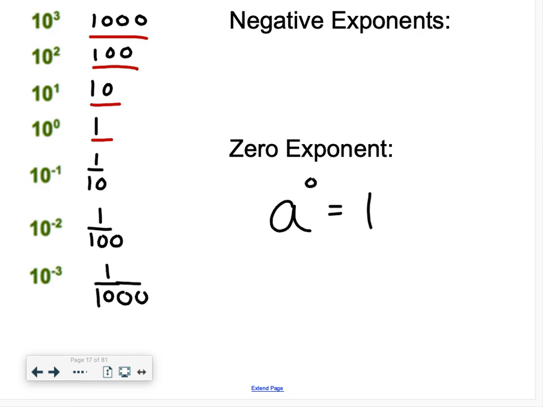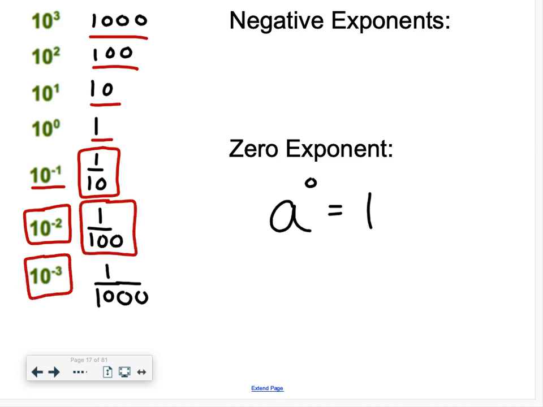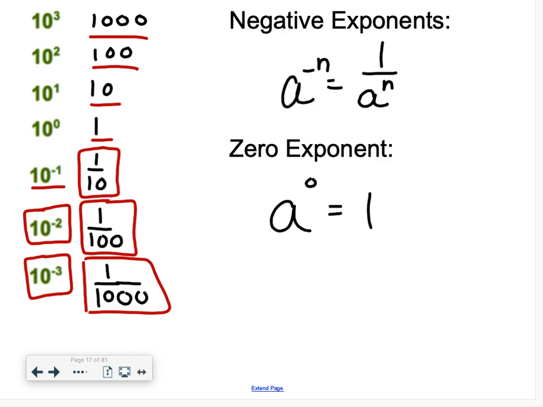Well, now look at your negative exponents here in correlation with this. If 10 to the 1st is 10, 10 to the negative 1st, I reciprocal that and I get 1 over 10. 10 squared is 100. 10 to the negative 2nd, if I reciprocal that, I get 1 over 100. 10 cubed is 1,000, but 10 to the negative 3rd, if I reciprocal that, I get 1 over 1,000. So again, your negative exponent rule: anything to a negative exponent means you're going to reciprocal and make it a positive exponent.